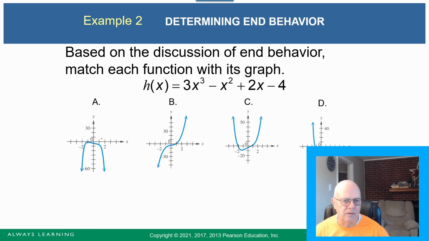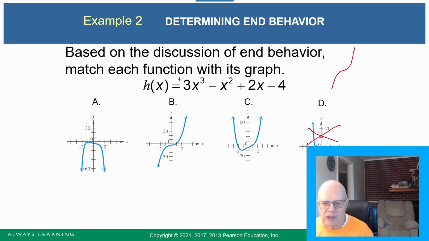Next, how about this one? You've got an odd degree, and this is positive out here. So you know, roughly speaking, it's going to look like that. It isn't turned upside down because you've got a positive 3 out here. And which one looks like that? Well, it's not this one. That is going the wrong direction. This is an even degree one. This is an even degree one. This is your guy.